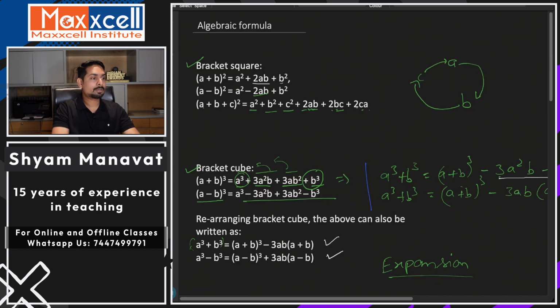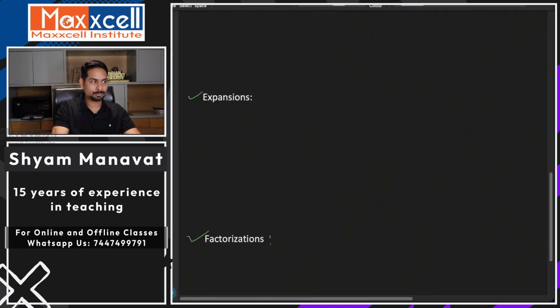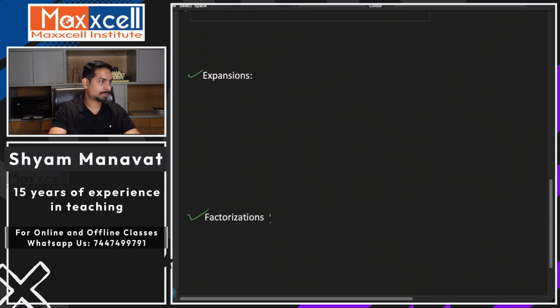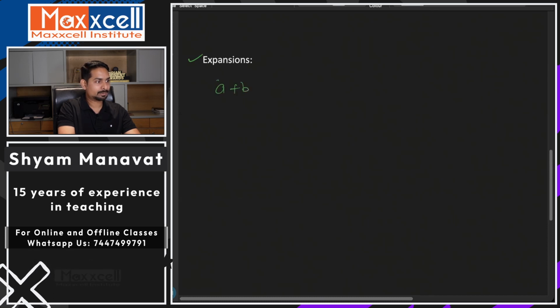Okay, now let's discuss more in detail about these formulas. So I told you that this (a plus b) whole square, this type of open bracket, bracket of the power of the bracket.